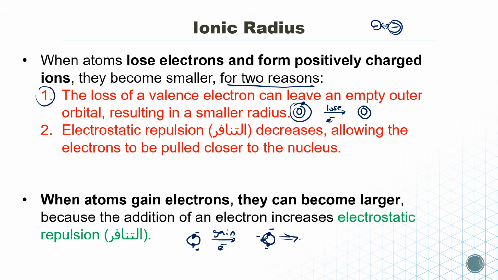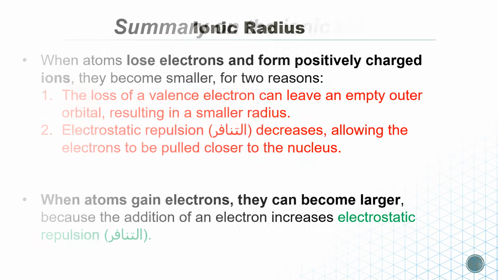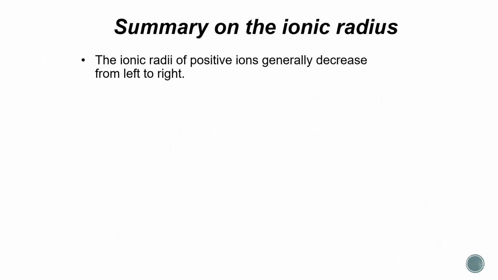So that will become like this. Why will it become like this? So that it will increase the distance between the electrons. They will repel and move away from each other. That's why the radius increases. Okay, so the word repulsion is تنافر, and this is the reason the atom or ion increases in size when it gains an electron.